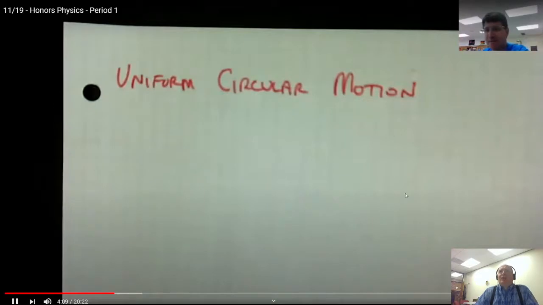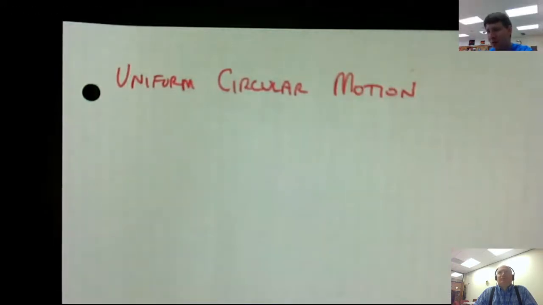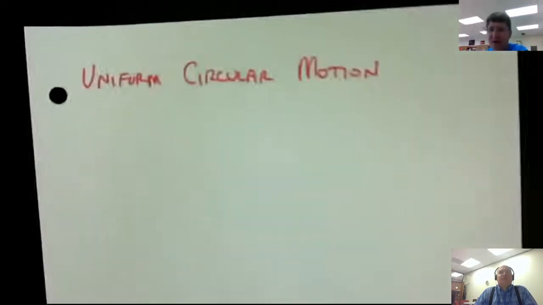Can't see the other camera in this shot. The most obvious ones might be we're eventually going to be talking about satellites, right? Whether they're man-made satellites or whether they're things like the moon or how the Earth goes around the sun or things like that. So we're going to get into that this unit.